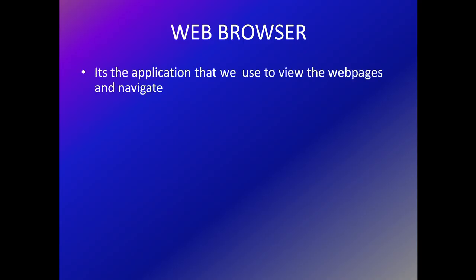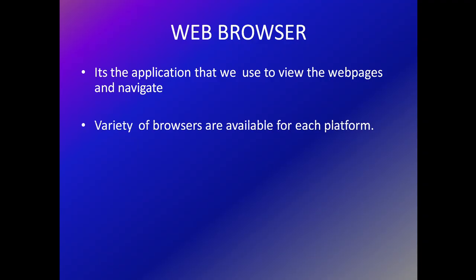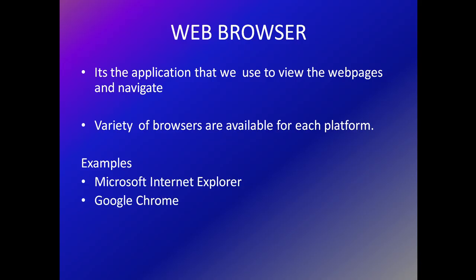Then the term I mentioned is web browser. So what is a web browser? It is an application that helps you to navigate or to view the web pages. A large number of browsers are available for each platform, and commonly used web browsers are Google Chrome, Microsoft Internet Explorer, Mozilla Firefox, Opera. A large number of web browsers are available nowadays.